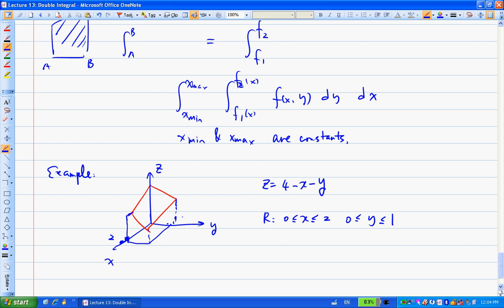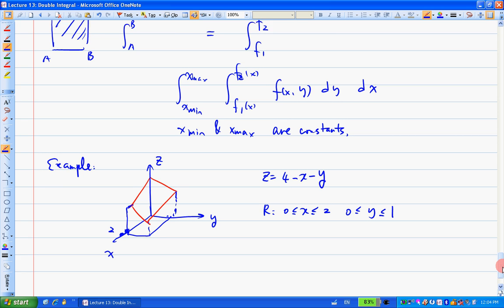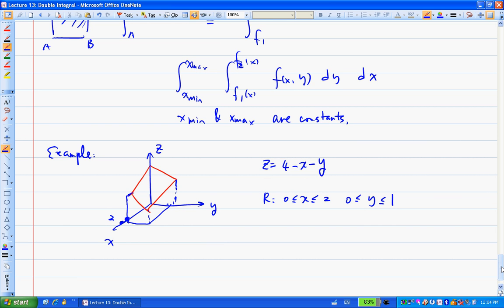So you're looking at sort of a box here, right? But it's not a regular box. So we're trying to find volume. Let's find volume here. This is very simple. So here is the formula for calculating the double integral. Let's see which order we shall do, and whether they are going to give us the same thing.